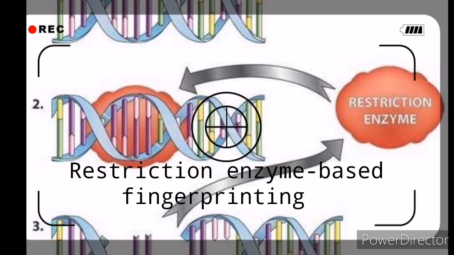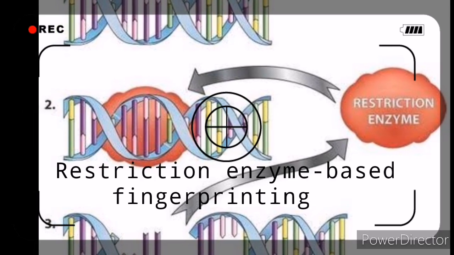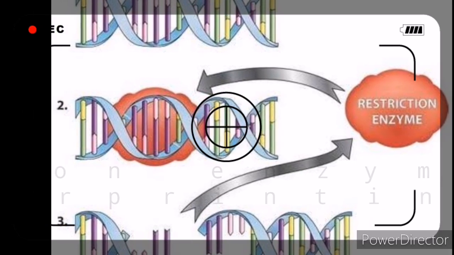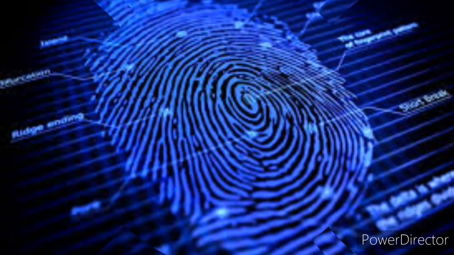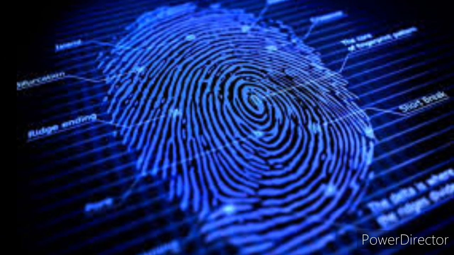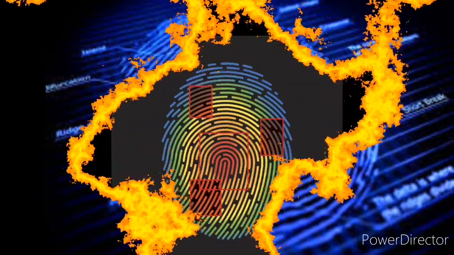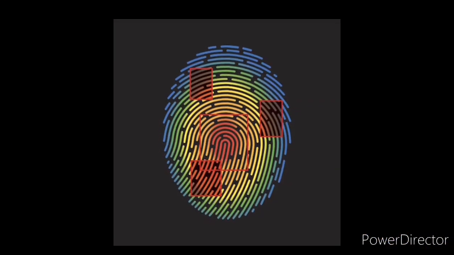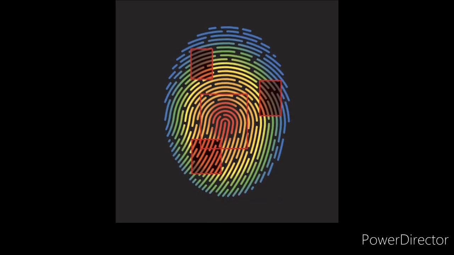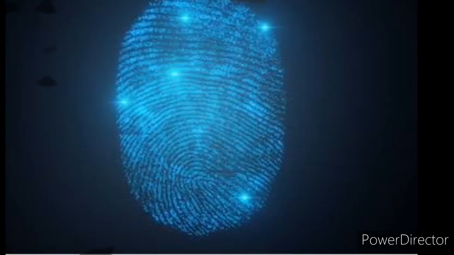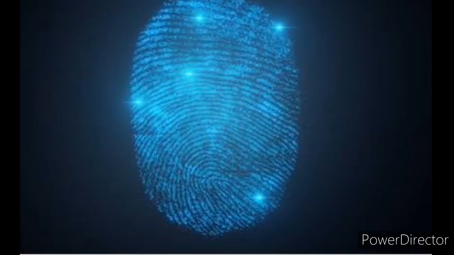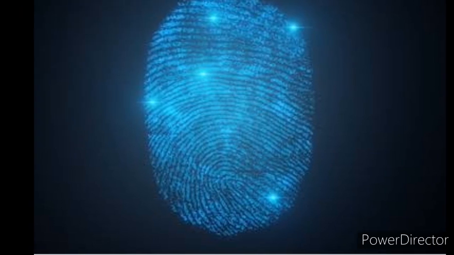Restriction enzyme based fingerprinting. Jeffreys' original procedure, restriction fragment length polymorphism or RFLP analysis, is relatively straightforward. A restriction enzyme is used to cut the DNA at specific points, yielding fragments of varying lengths.